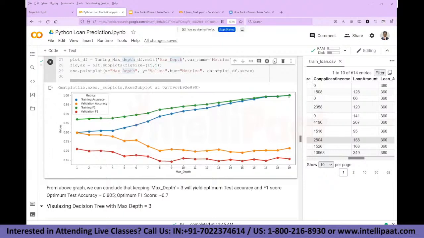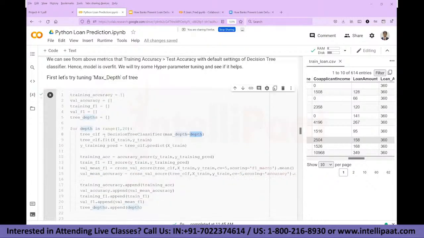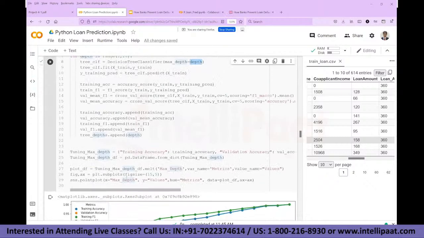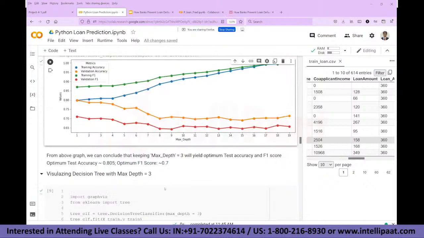Obviously, the deeper you go, the clearer it is for the model to understand whether the loan should be given or not, because it's getting more data, more observations, and more decision points. So the higher the max depth, the better the accuracy. This is how the plot comes out when you tune over the max depth parameter. I plotted this graph and got the output of it.